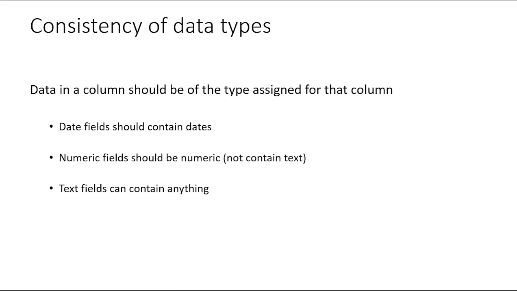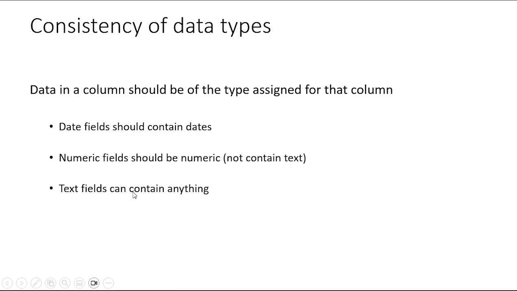Consistency of data types is the first thing we'll talk about, and that means that within an individual data column, field, whatever you want to call it, the data type should all be the same. You shouldn't have text data and numeric data together, so you shouldn't have like 4 written as a number in one row and then 4 written as a word in the next row. It doesn't work out well that way. If it's a date field, all of the information should be in date format. If it's a text field, technically it can contain anything.